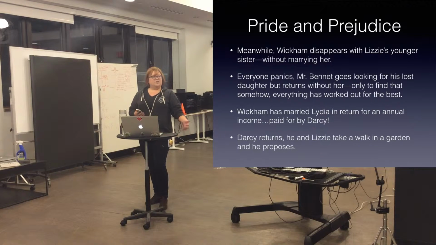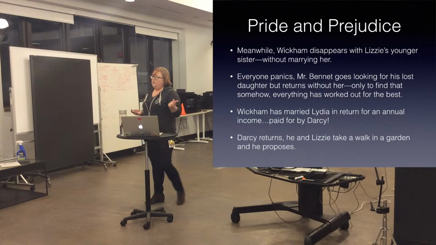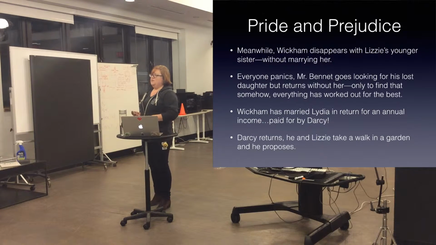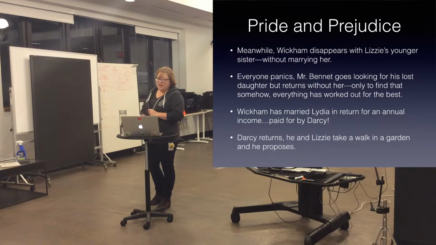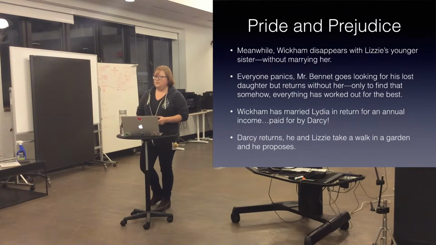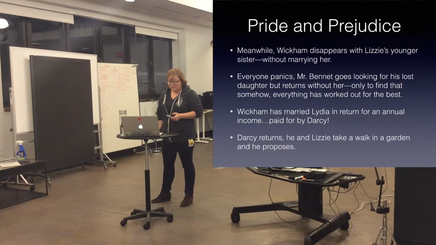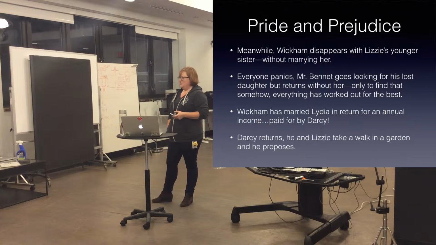They can't. All of a sudden, everything resolves itself kind of out of nowhere because someone has, in return for making an honest woman out of the younger sister, Wickham's going to get a certain income for life. Turns out it's Darcy that paid for it. He didn't want the family to know, but eventually it comes out. They go for a walk in a garden and he proposes, and this time he does a better job of it. This kind of glosses over a lot.